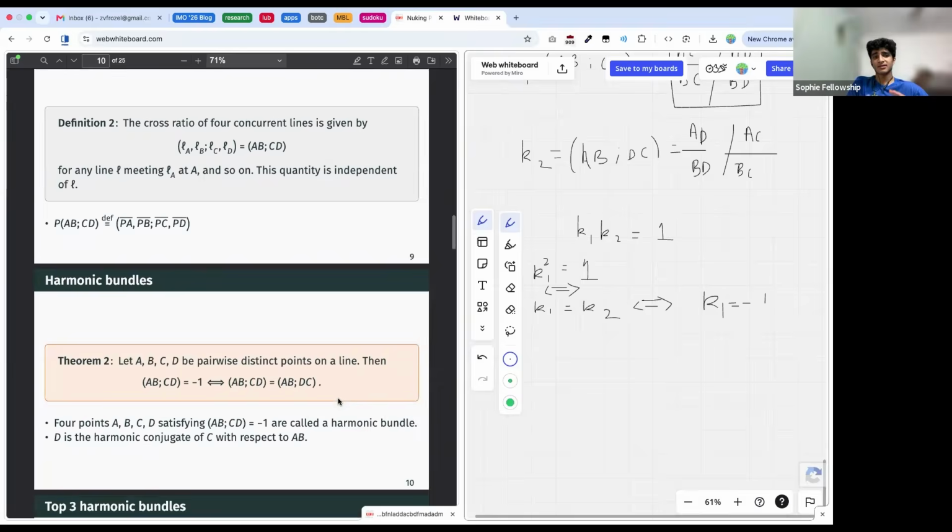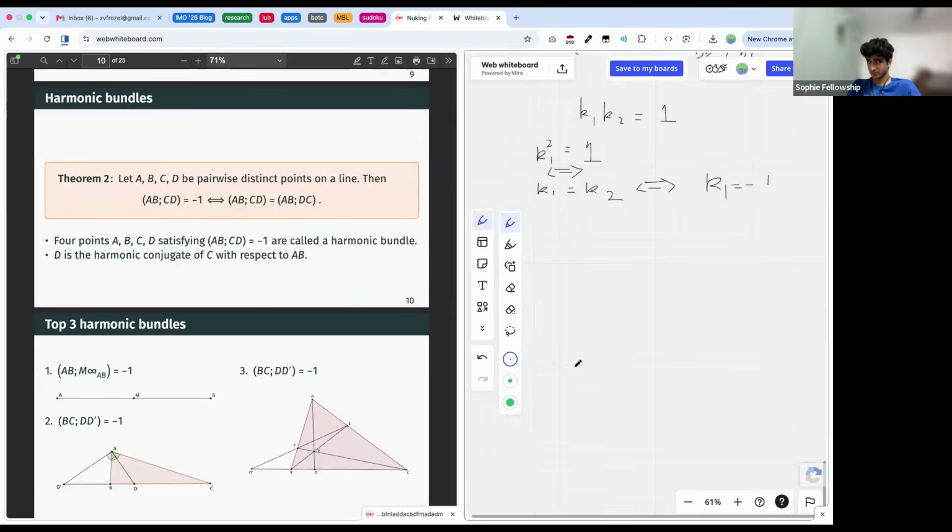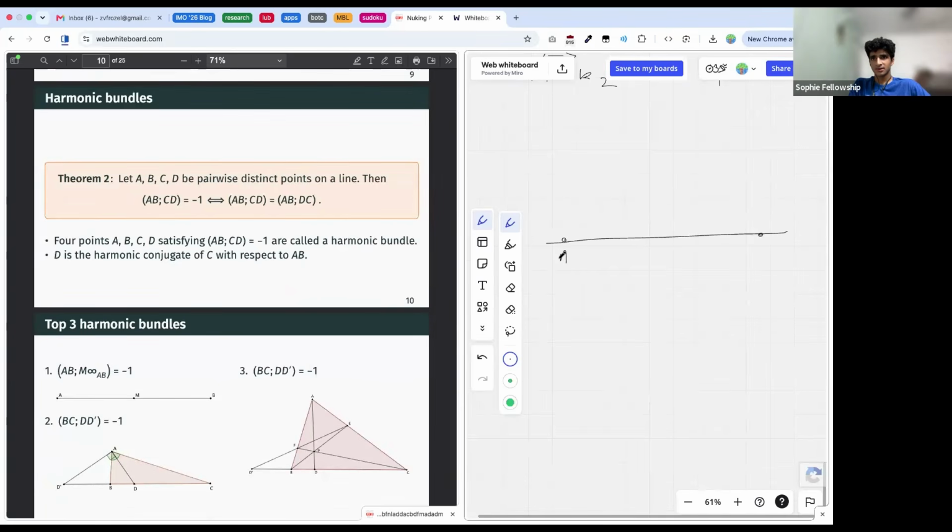So now I have 3 examples of harmonic bundles, and we're going to prove them one by one. The first one is, I think, the poster example for every single thing that you see. You have points A, B, and M, and let P be the point at infinity. So it's chilling on the line at infinity over here. Can we prove that (A, B; M, P) is -1?